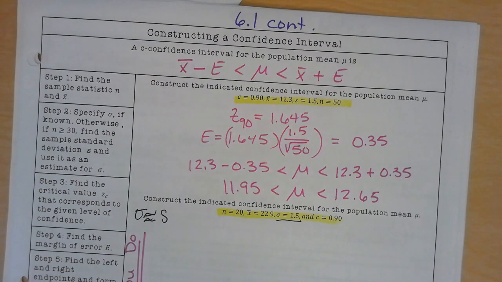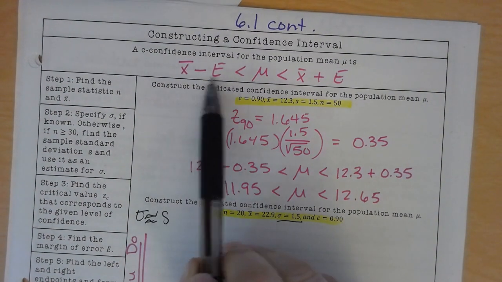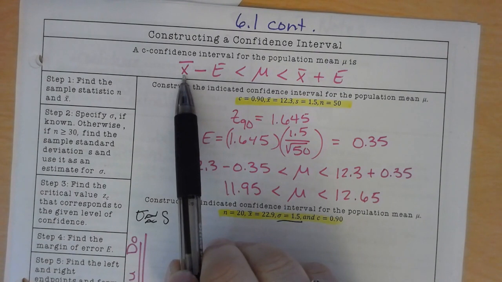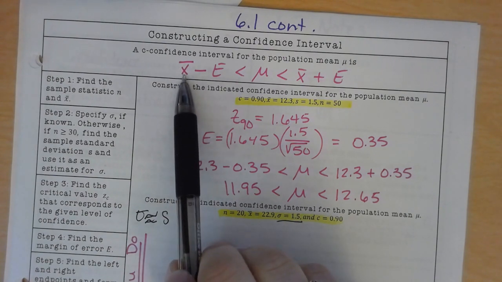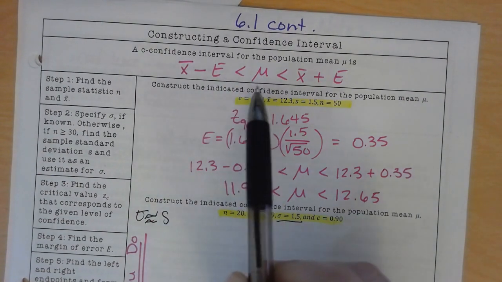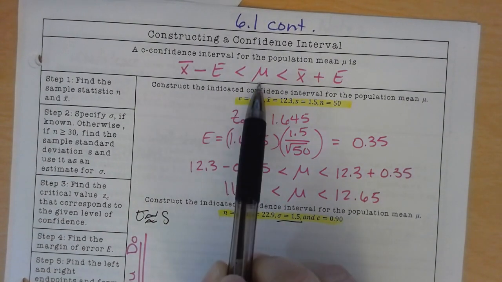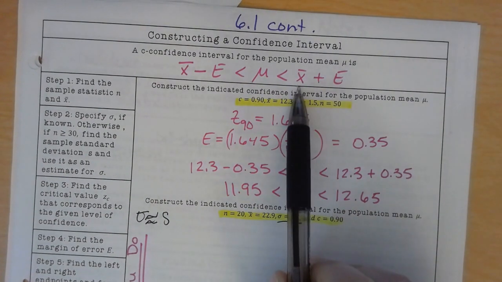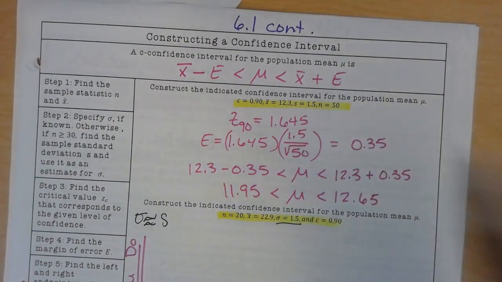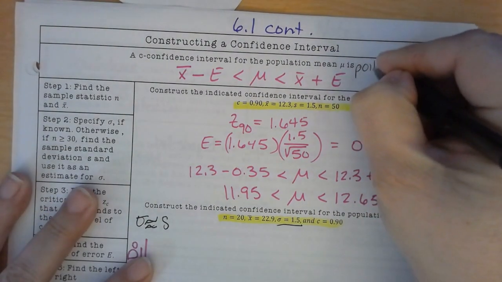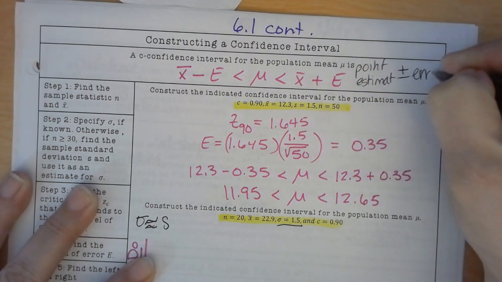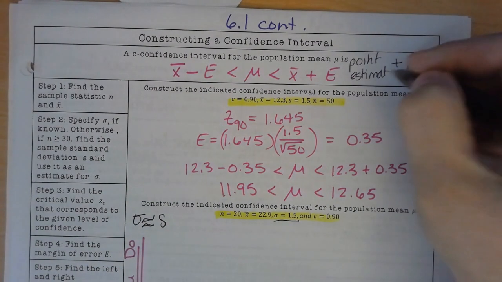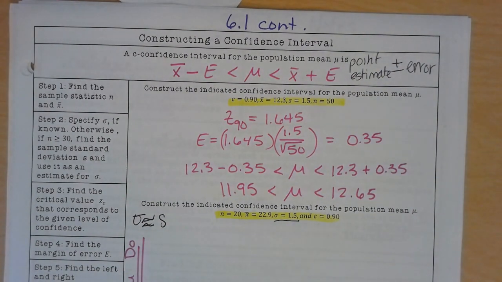Okay, so a confidence interval is the x bar, the sample mean, which is the point estimate for the population parameter, however you want to remember how to say that. Remember that the x bar, the point estimate, minus the error to the point estimate plus the error is around where the population mean is. So point estimate plus or minus the error is where your population mean would end up being.